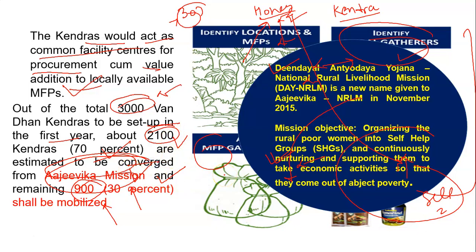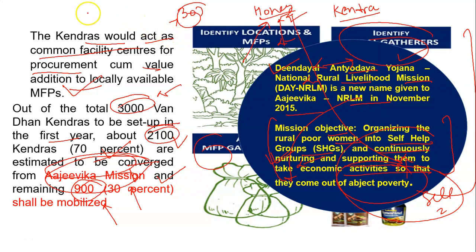So I think you have heard or learned about this Ajivika Mission. It is also known as the Deen Dayal Antyodaya Yojana, National Rural Livelihood Mission, after it was renamed in November 2015. And what is the objective of this mission? This mission is about organizing the rural poor women into self-help groups and continuously nurturing and supporting them to take up economic activity so they come out of abject poverty.